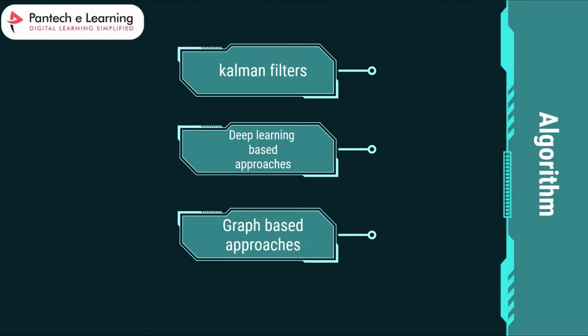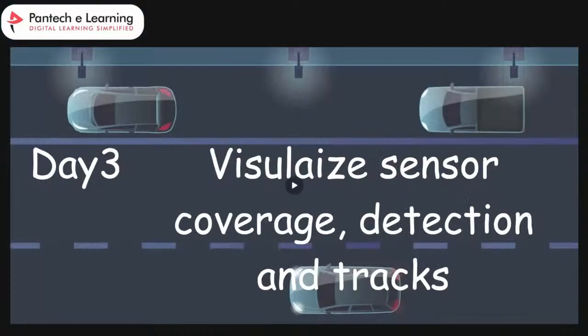The next one is graph-based approaches. These are like maps with connections between different points. They model the relationships between objects or data points as nodes and edges in a graph. So it's like understanding how different pieces of information are related to each other and using those connections to make decisions. So these are the important algorithms in sensor fusion.